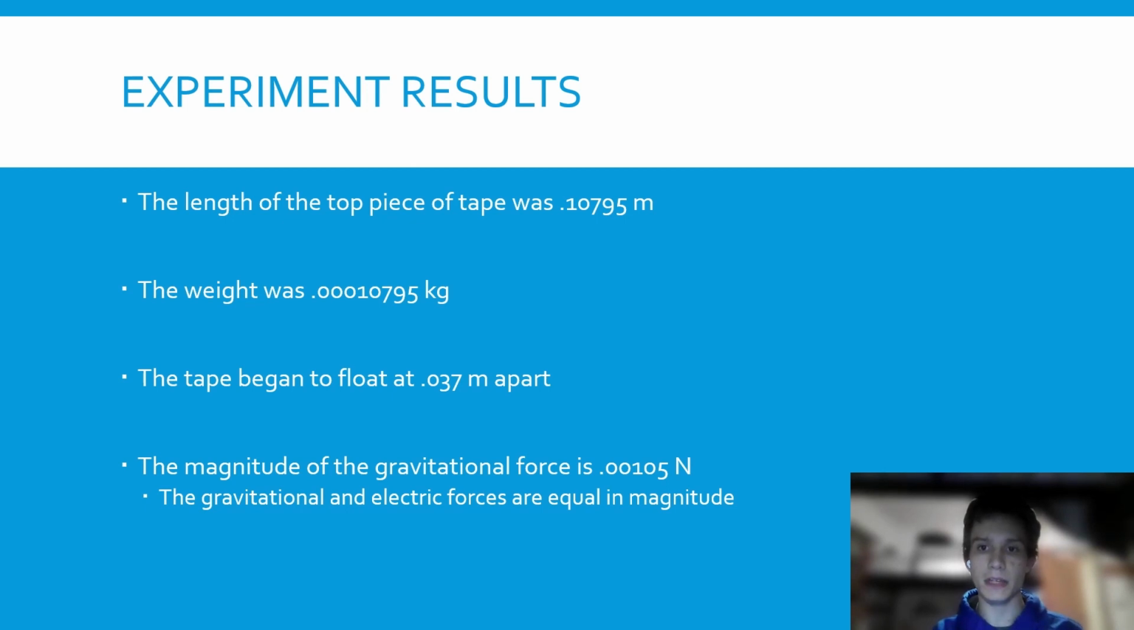The tape began to float at 0.037 meters. After plugging these numbers into the equation found by setting the gravitational and electrical forces equal, I found that the amount of excess charge was 1.269 times 10 to the negative 8 coulombs.